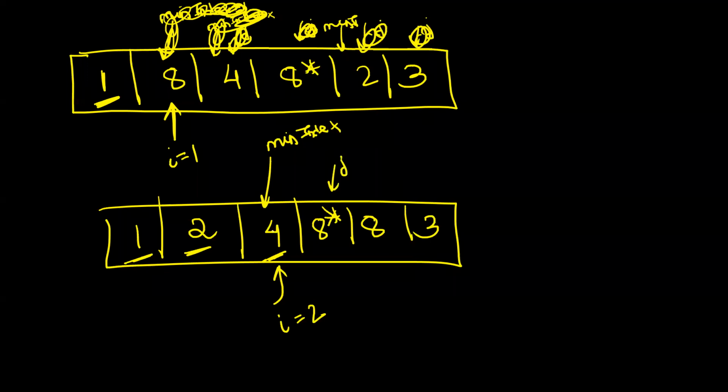Is ARR of J lesser than ARR of min index? Definitely no. Move J forward. Is ARR of J less than ARR of min index? Definitely no. Move J forward. Is ARR of J lesser than ARR of min index? Yes, it is. So I will update my min index. And then when I move J forward, I'm done searching the entire array. Now I know that this is the minimum element, so I will swap ARR of min index with ARR of I.